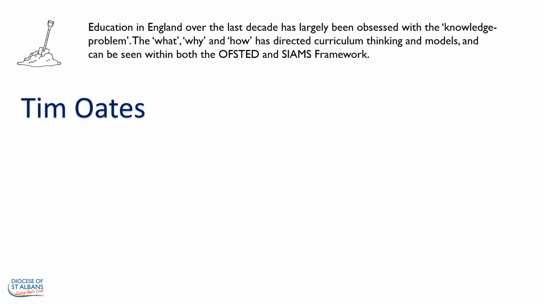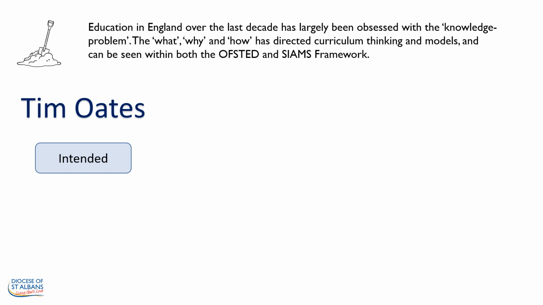This goes back about a decade ago to a guy called Tim Oates, who was at the time a professor at the University of Cambridge. And in his thinking, he decided that there were 4 aspects of curriculum which we should think about. First of all, the intended curriculum. What do we intend through our curriculum for pupils to know, to understand, and to do?